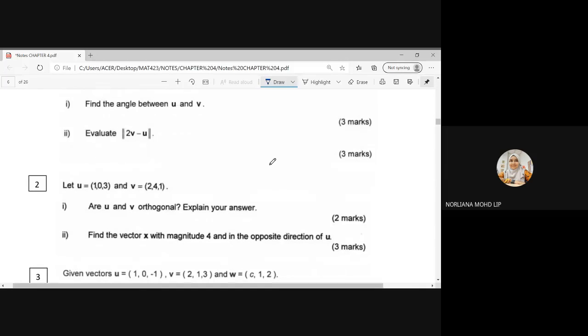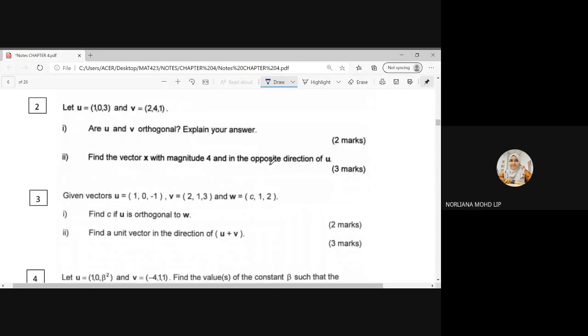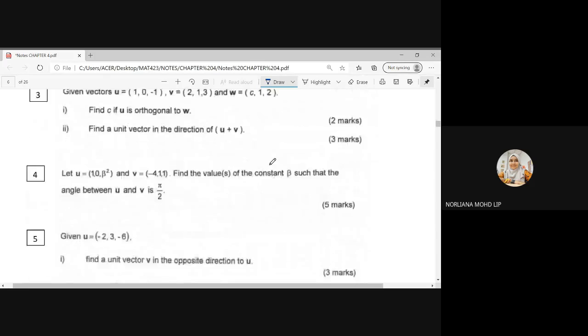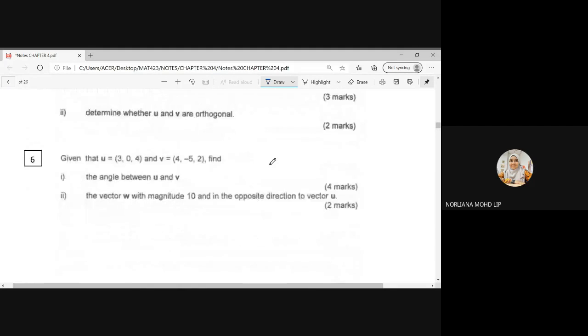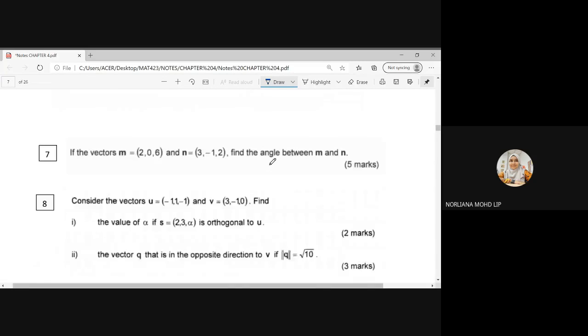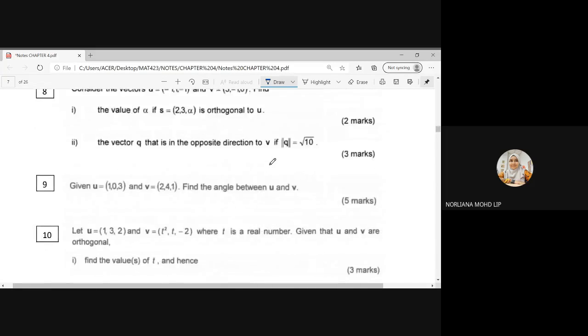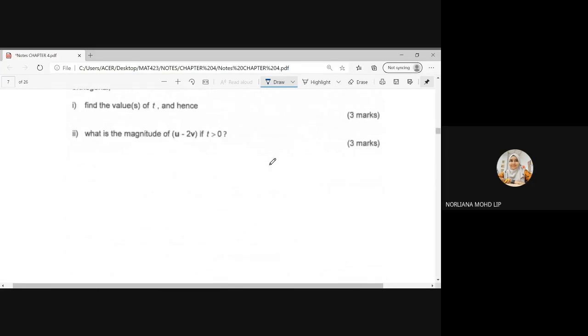Ni boleh refer dalam awak punya Google Classroom. Awak download notes yang PDF. Boleh try lah ni sendiri. Jawapan saya akan bagi. 10 question.